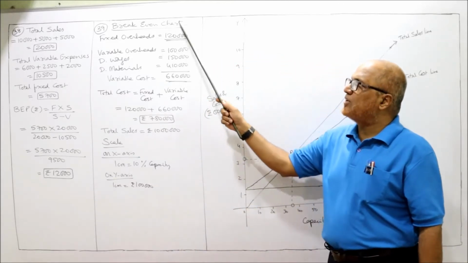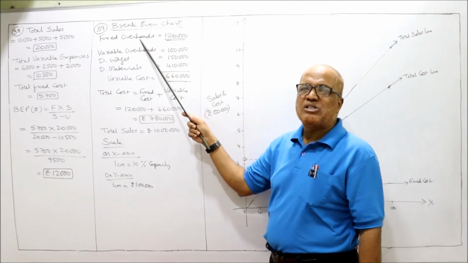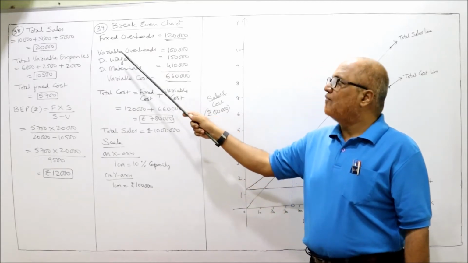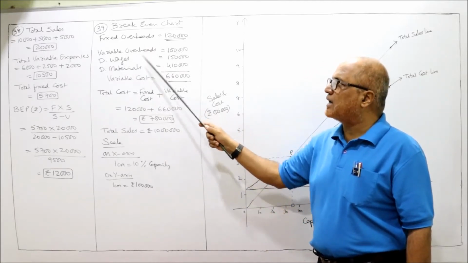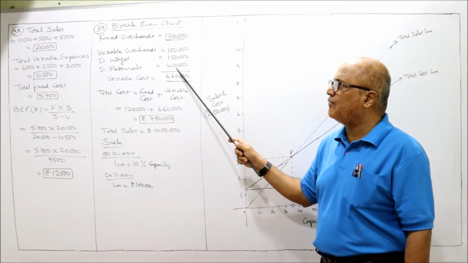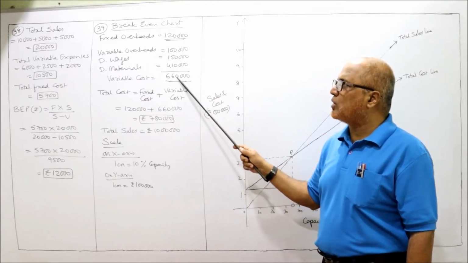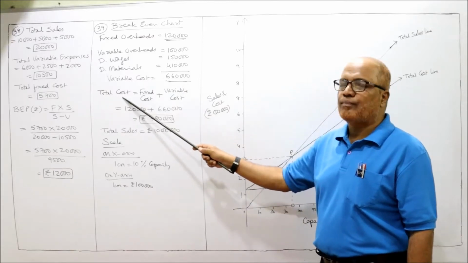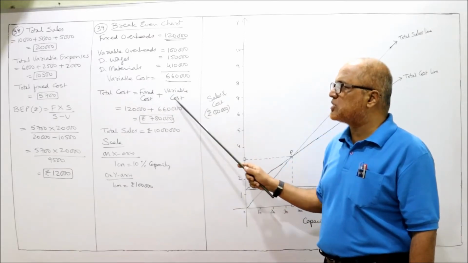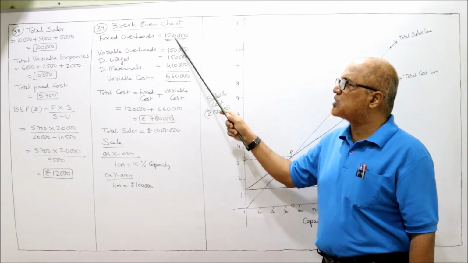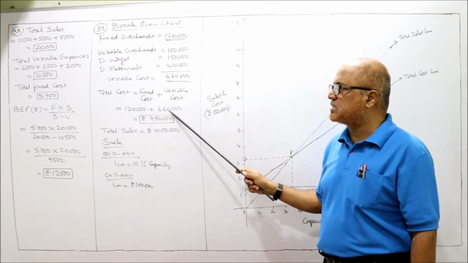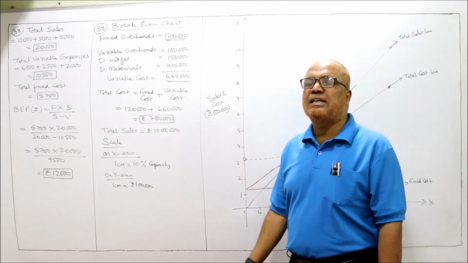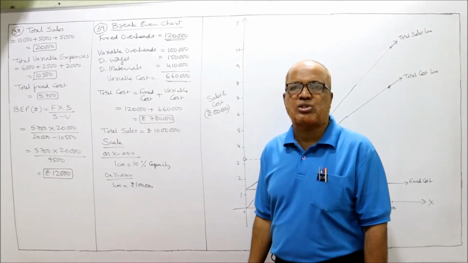So, break-even chart. Fixed overheads means fixed cost, 1,20,000. Variable overheads 1 lakh, direct wages 1,50,000, direct material 4,10,000. Total variable cost is 6,60,000, right? Total cost means fixed cost plus variable cost. The fixed cost is 1,20,000, variable cost is 6,60,000, so 7,80,000 is the total cost.